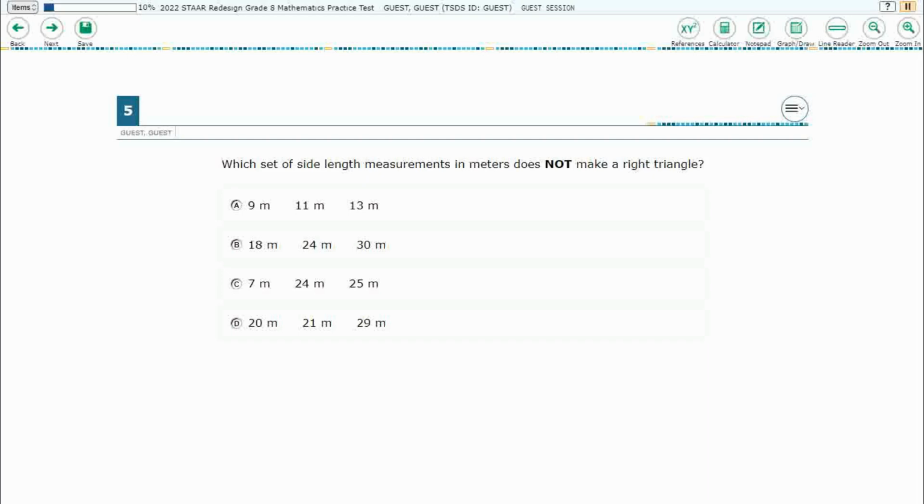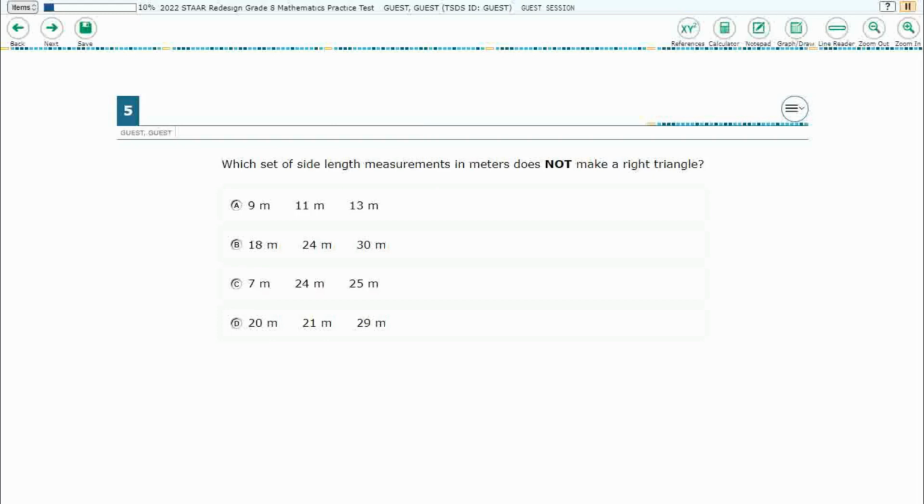So how do I know this has to do with the Pythagorean theorem? Well, we see that we're looking for side length measurements that do not make a right triangle. When I see right triangle, I'm thinking of the Pythagorean theorem. If we are wondering what that is, it is going to be on your reference chart at the very bottom, under additional information. It's not going to say right triangle, so you are going to need to bring into the test with you that right triangle deals with the Pythagorean theorem, and it's a squared plus b squared equals c squared.